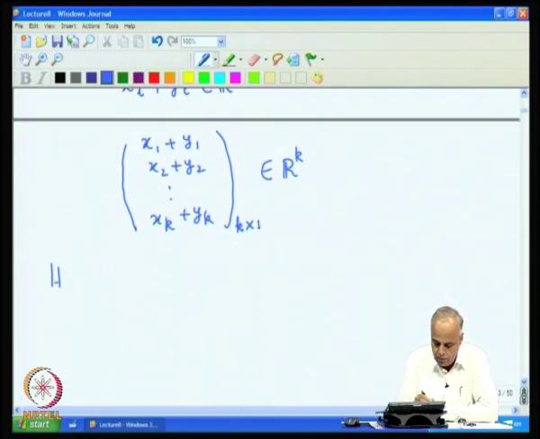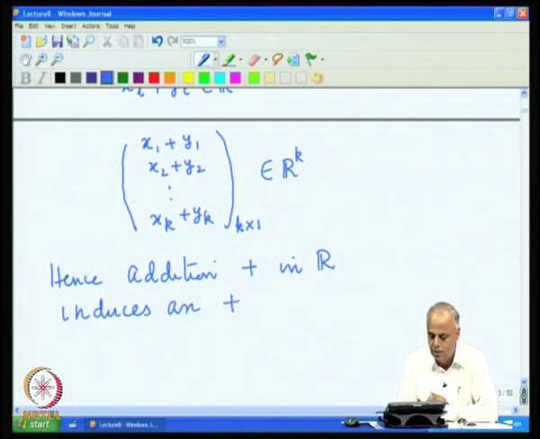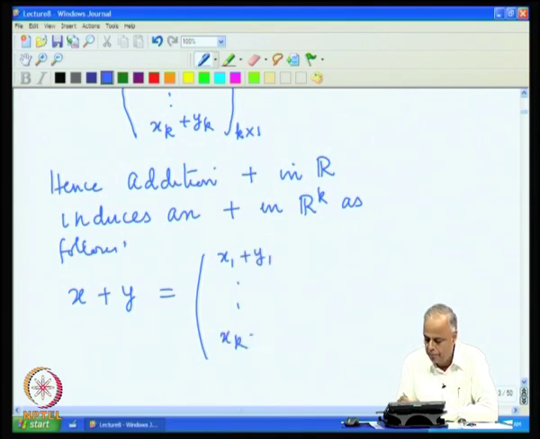Hence, addition, which is plus in R, induces an addition, which we also denote by plus, in R^k as follows. If x and y are as above, x plus y is now defined as the column with entries x1 plus y1, and so on, up to xk plus yk. This is the definition.